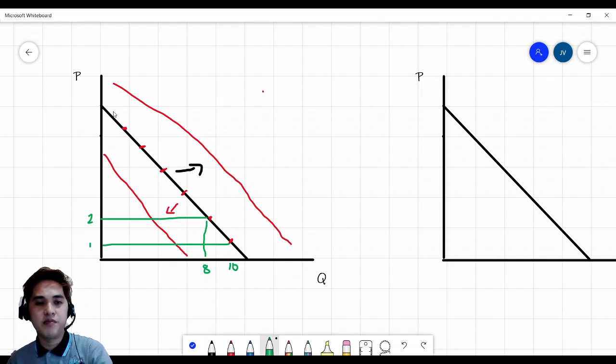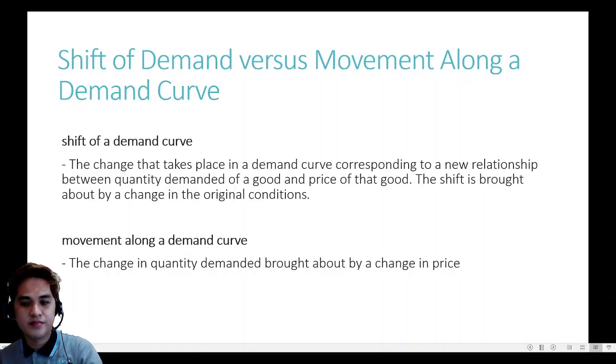Right? So please remember the difference. A change in quantity demanded is a movement along the curve. A change in demand is a shift of the demand curve, either inward or outward. Alright, is the difference clear? Alright, so let's move on. Balik tas PowerPoint.